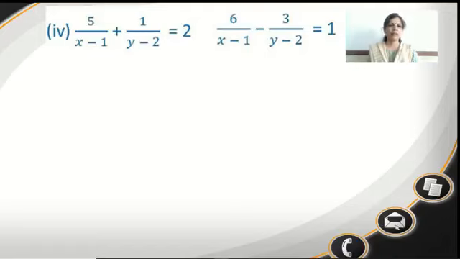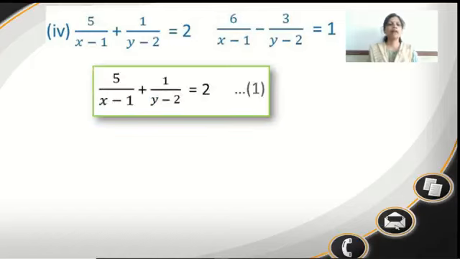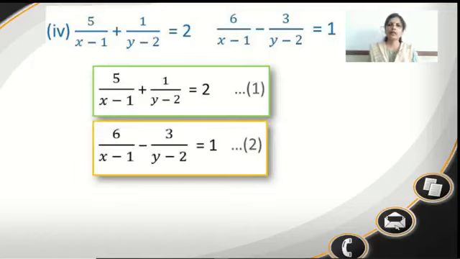easy to solve. So what we will do, 5 upon x minus 1 plus 1 upon y minus 2 is equal to 2. We'll consider this as equation 1, and 6 upon x minus 1 minus 3 upon y minus 2 is equal to 1. We will consider this as equation 2. Now how to substitute here? Because at the denominator we have not only variable, but we have a constant term along with the variable.